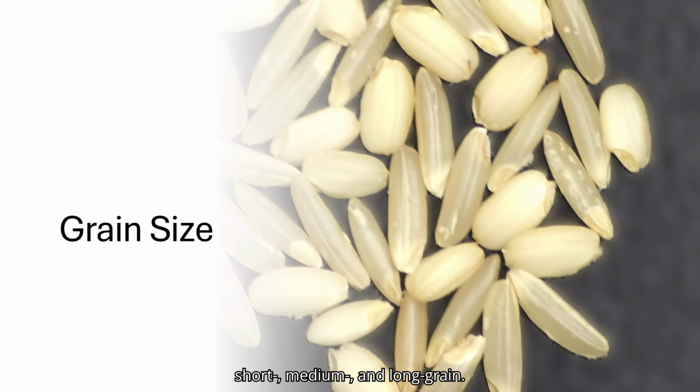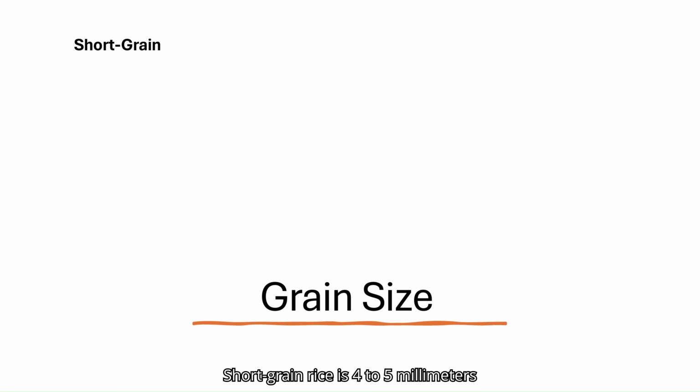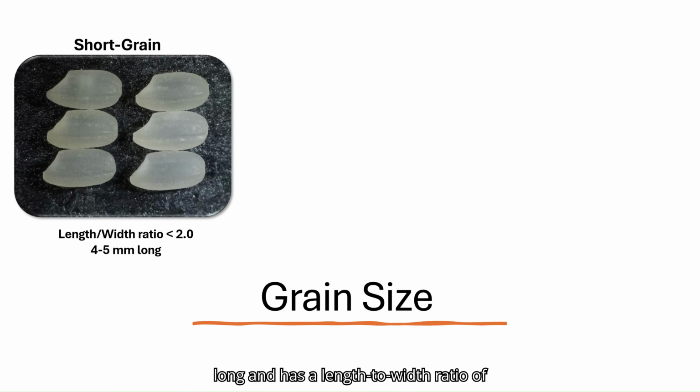Rice grain length and width are important attributes that determine rice grain size, which is mainly categorized into short, medium, and long grain. Short grain rice is 4 to 5 millimeters long and has a length to width ratio of less than 2. Its cooked grains are usually soft and stickier compared to other grain sizes.